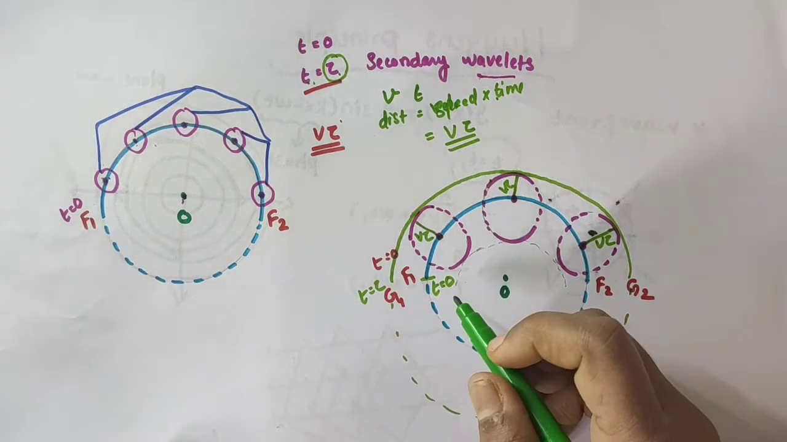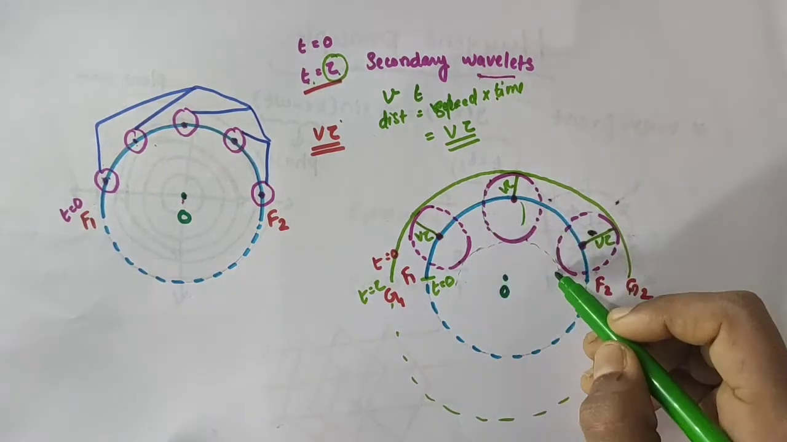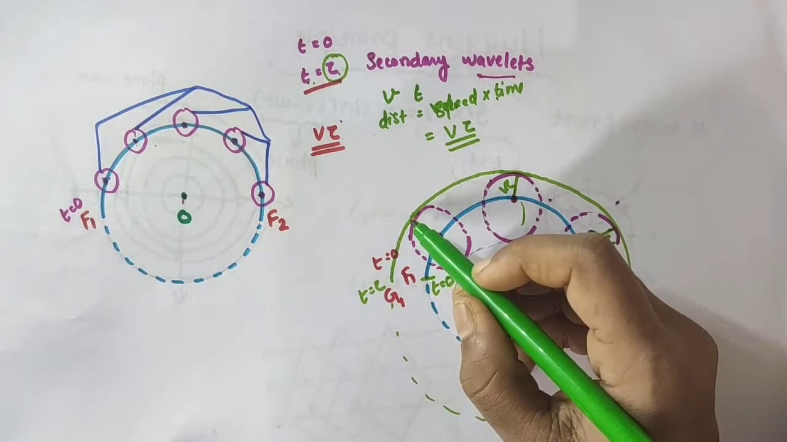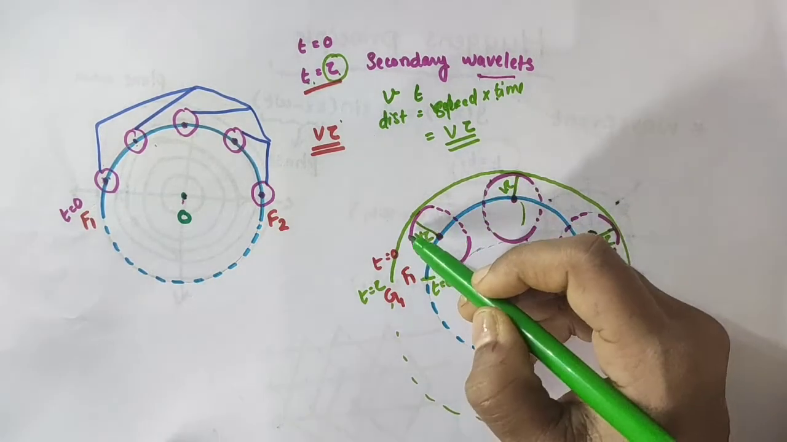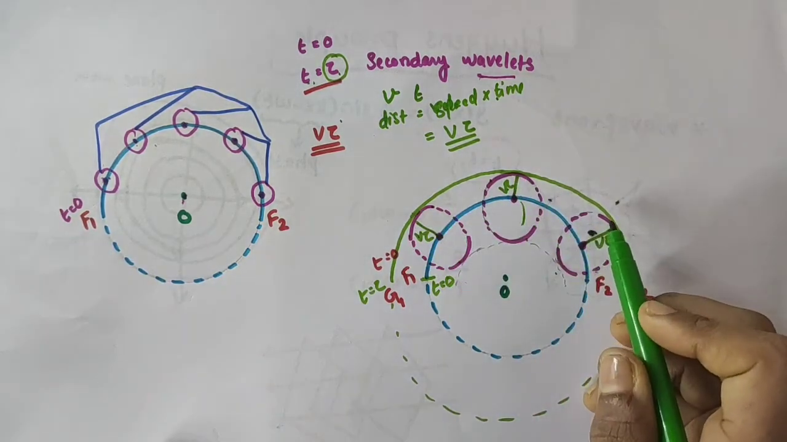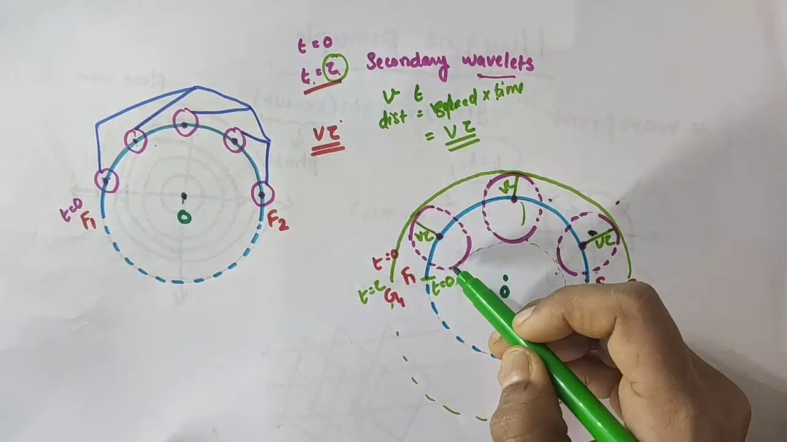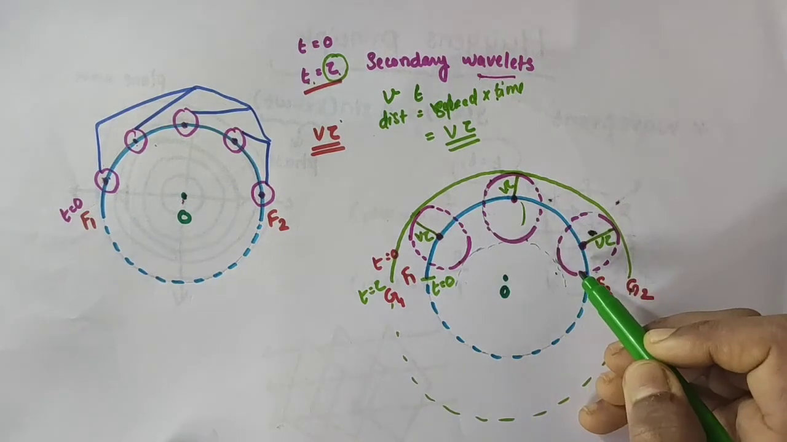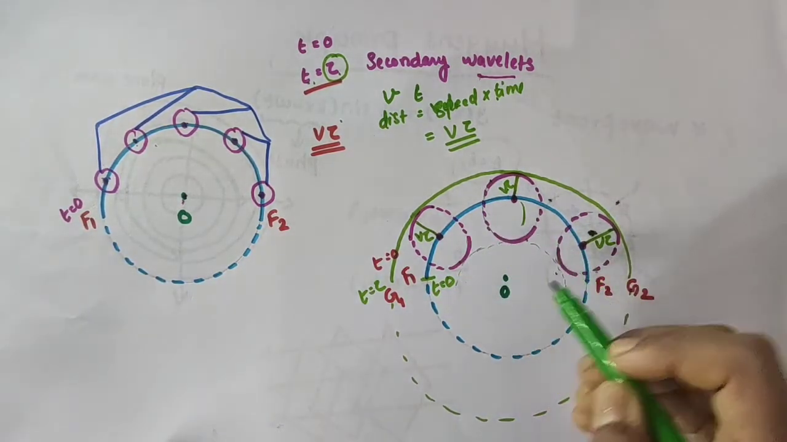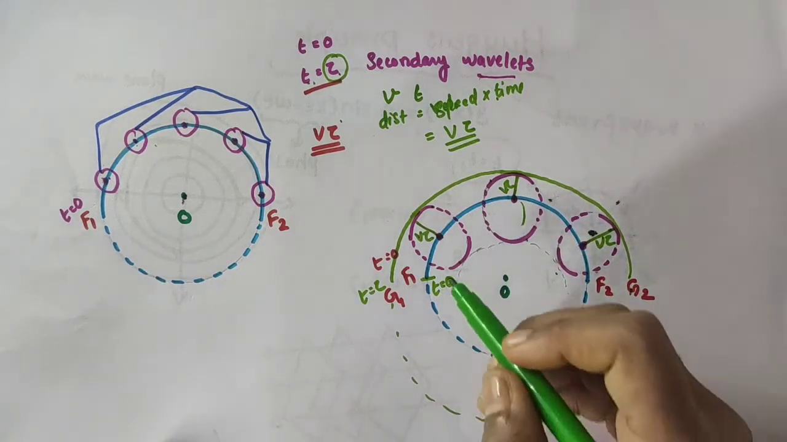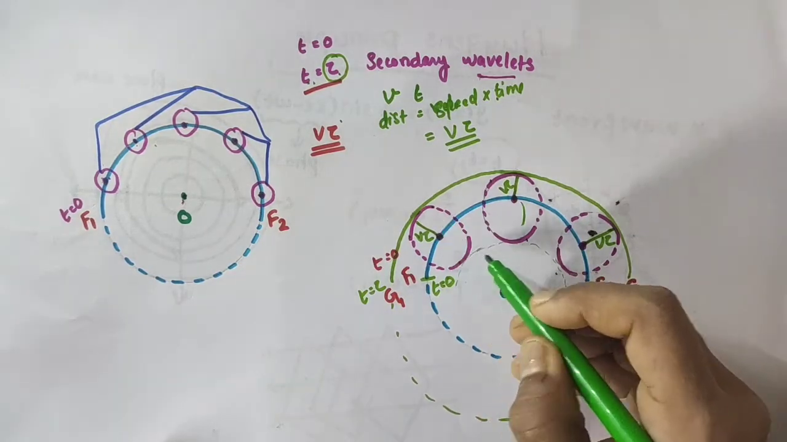Now, we actually have the portions of the secondary wavelets here too, no? We have just drawn a common tangent for these spheres in the forward direction. Only the spheres in the forward direction we have considered to draw this common tangent. But actually we have these portions also, no? This one, this one, this one. There will be so many such ones. So we have these portions of the secondary wavelets here.